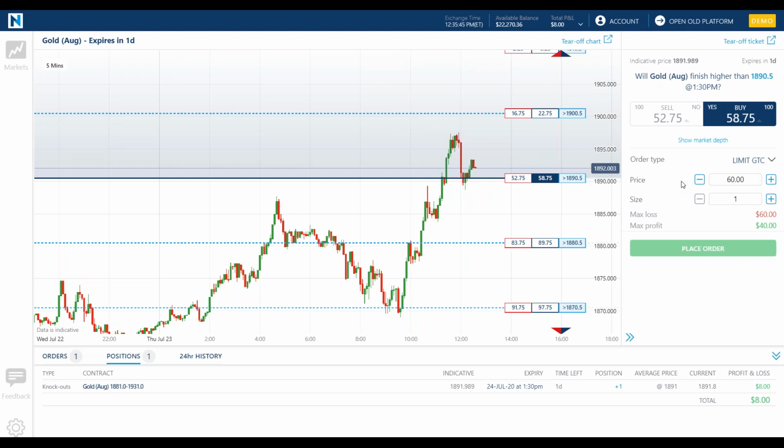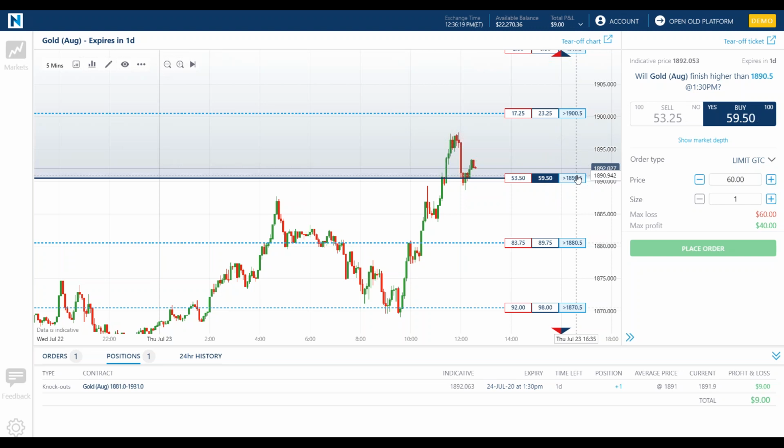Now the most I can make, because it can only go to 100, which is 100% probability, is if it settles above 1890.50, so 1890.51, it settles above 1890 and 51 cents. This contract would settle at $100. I risked 60, I get 100 back, I could potentially make 40. So I am risking 60 to make 40 if I were to buy one here. And what I would need gold to do is settle above 1890.50.